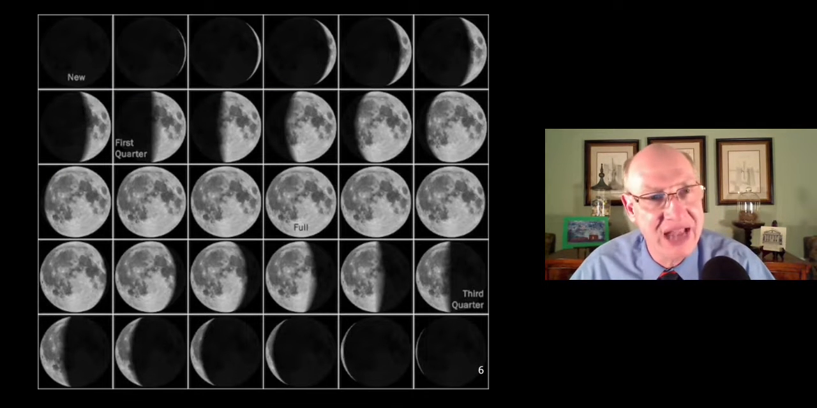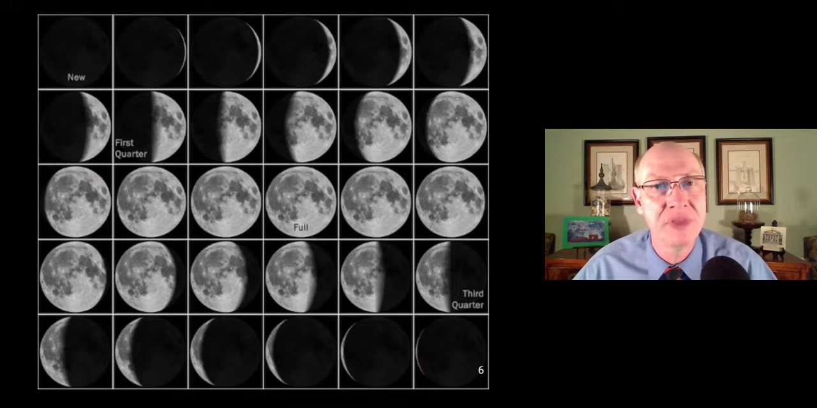It takes 29 and a half days to go through its phases, which means it's a little bit more than 4 weeks. So to go from new to first quarter takes about a week. To go from first quarter to full takes a little bit more than a week. To go from full to third quarter takes a little bit more than a week. And to go from third quarter back to new again takes a little bit more than a week. So it takes a week for the moon to go through each of these 4 parts of its phases.